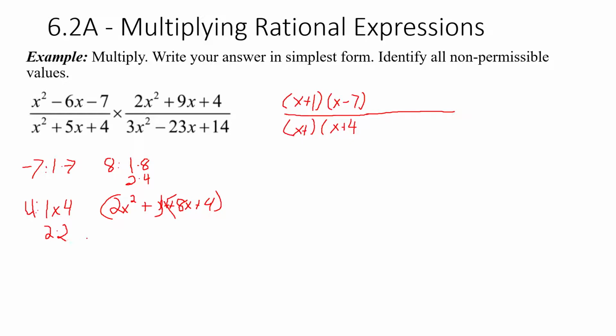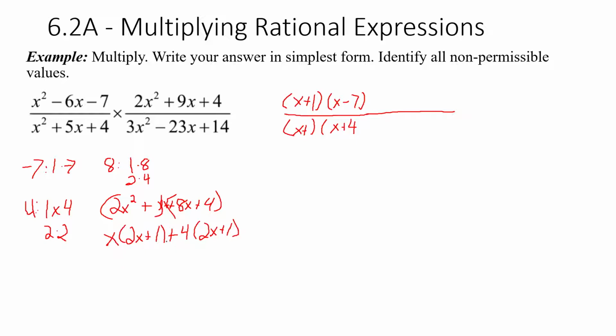From the 2x squared plus x, the biggest thing you can factor out is an x, and you'd be left with 2x plus 1. The biggest thing you can factor out from 8x plus 4 is 4, so plus 4, and you'd be left with 2x plus 1. Again, if you've done it right, your brackets should be the same.